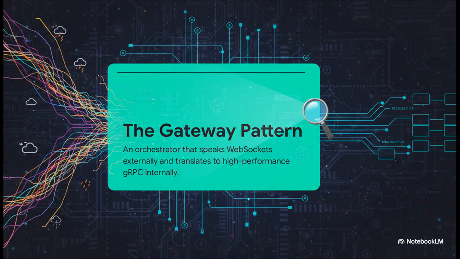So how do you get these two different worlds to talk to each other? You implement the gateway pattern. Your async Python app becomes this brilliant central orchestrator. It acts as a translator. It speaks fluent, flexible WebSockets to the chaotic outside world, then turns around and barks these clean, super-fast gRPC commands to your internal services. You get the absolute best of both worlds.